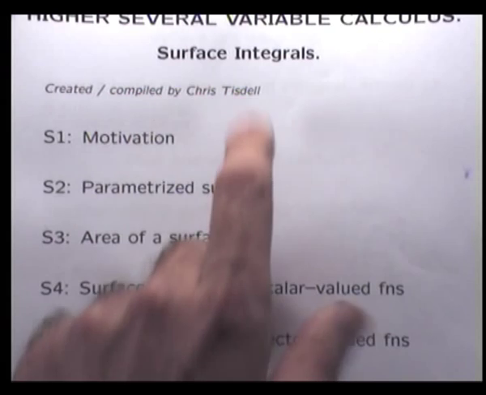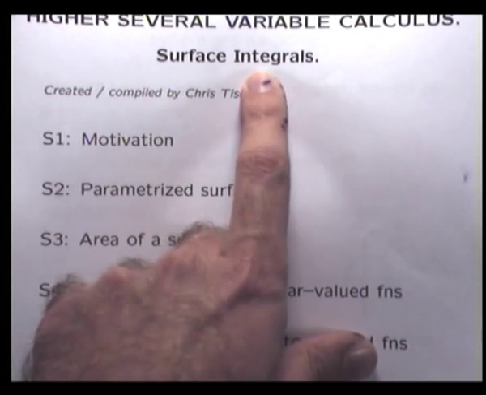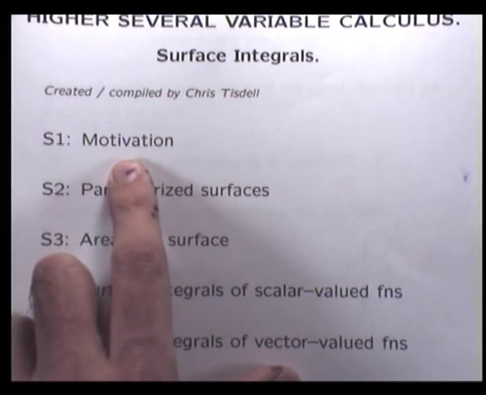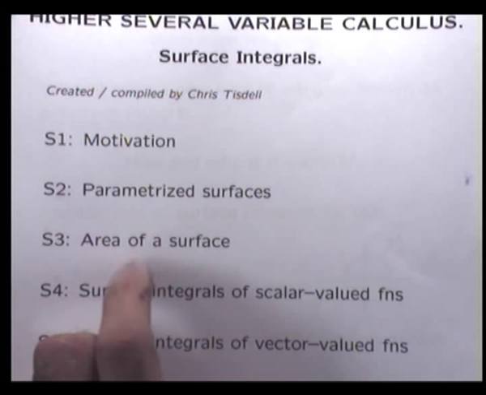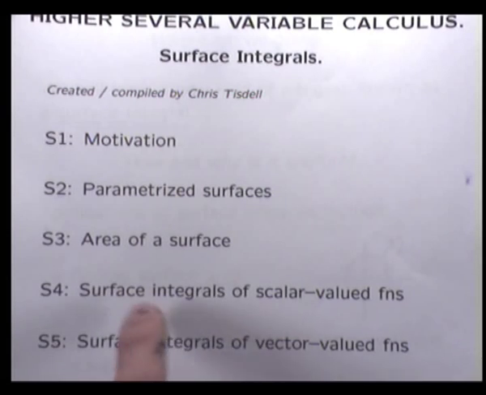I wanted to finish off the example that I started in this morning's lecture. Of course, we're looking at surface integrals at the moment, okay? So what have we done so far? Well, we've motivated the subject. We've looked at parameterized surfaces, okay? Curvilinear coordinate systems. We've looked at how to construct the area of a surface. And I finished the last lecture on defining surface integrals of scalar-valued functions.